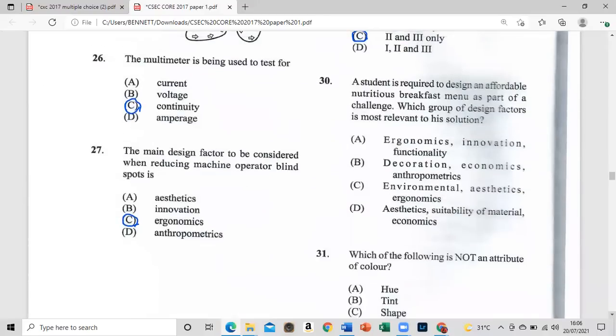So number 30 now, a student is required to design an affordable, nutritious breakfast menu as part of a challenge. Which group of design factors is most relevant to its solution? Is it ergonomics, innovation, then punctuality? Or is it decoration, economics, anthropometrics? Or is it environmental, aesthetics, or ergonomics? Or is it aesthetics, suitability of material, and economics? So that one is ergonomics, innovation, and functionality.